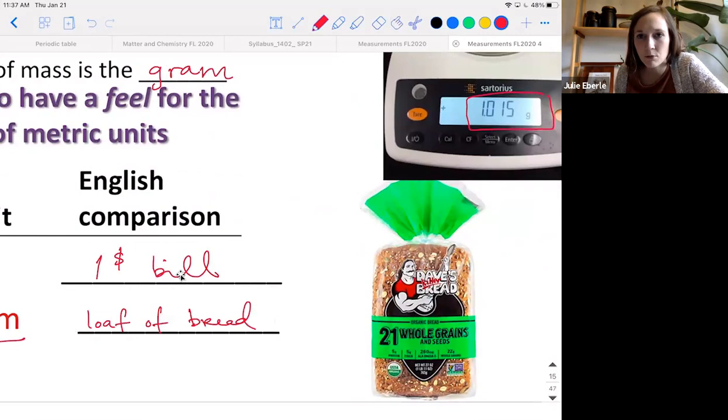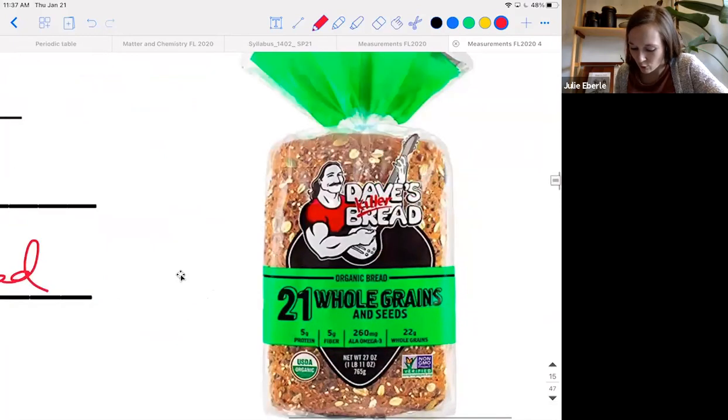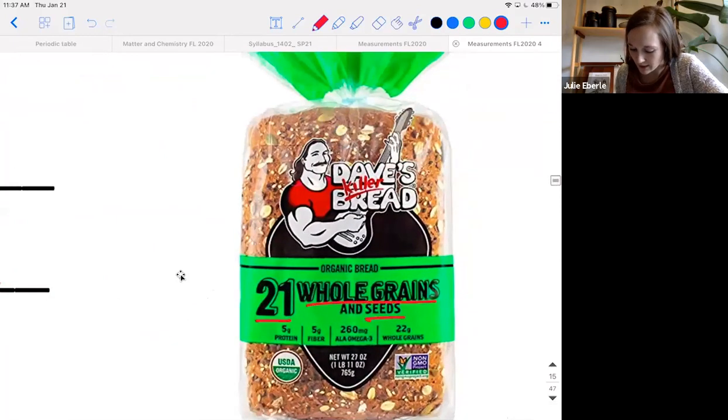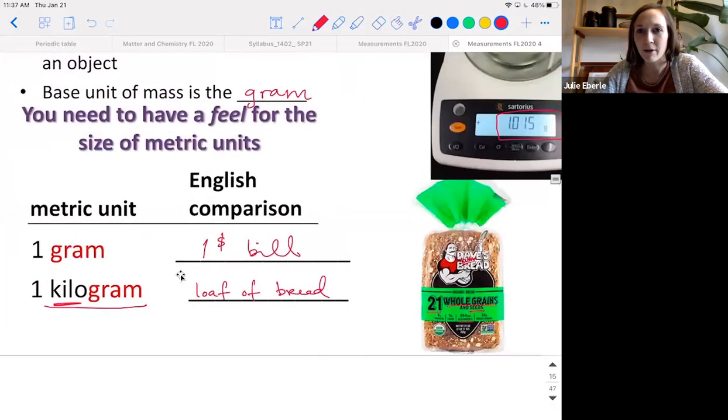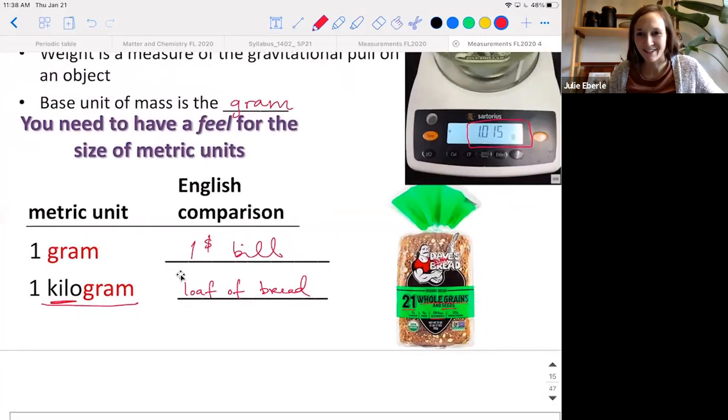Anybody have Dave's Killer Bread before? It's like my favorite bread ever. My daughter would eat a slice of this bread with nothing on it. Honestly, it's really good. Any dietetics people out there? Look at that, 21 whole grains. We got seeds in there. You got omegas. Anytime I can pause and talk about food, I will. Are y'all okay with that? I know it's almost lunchtime.